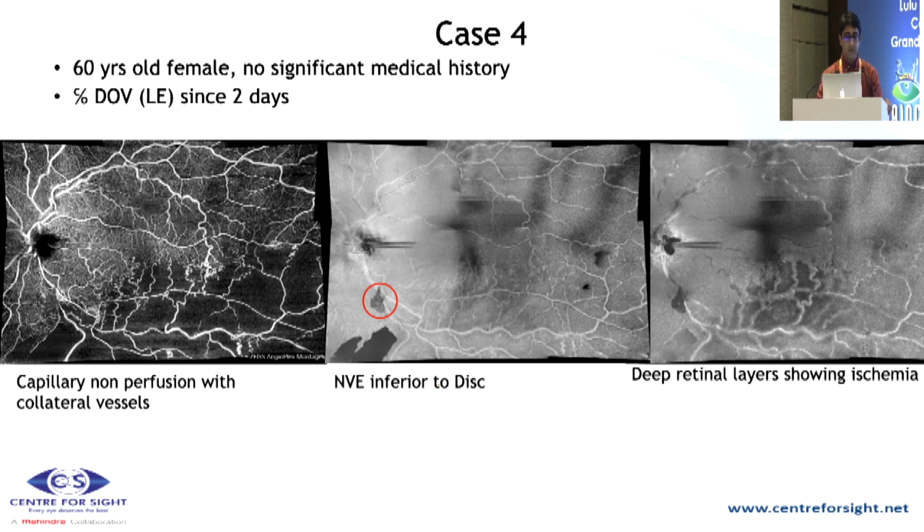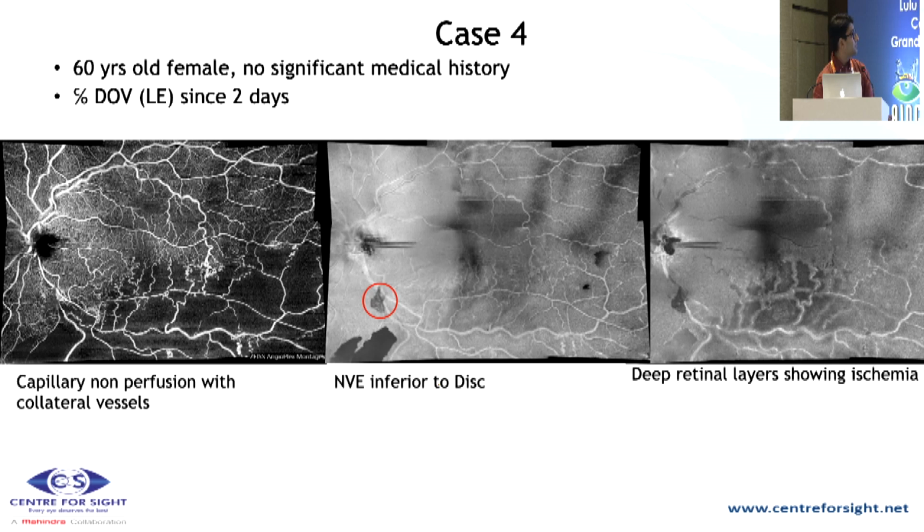disease progresses. So this is a 60-year-old female who came with a history of decreased vision in the left eye. For the past 2 days, she was observing some black areas. On examination, we found these collateral vessels, and this whole inferior temporal area was completely non-perfused.